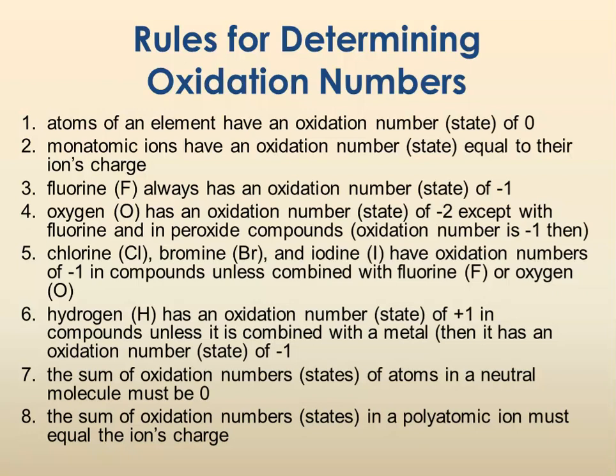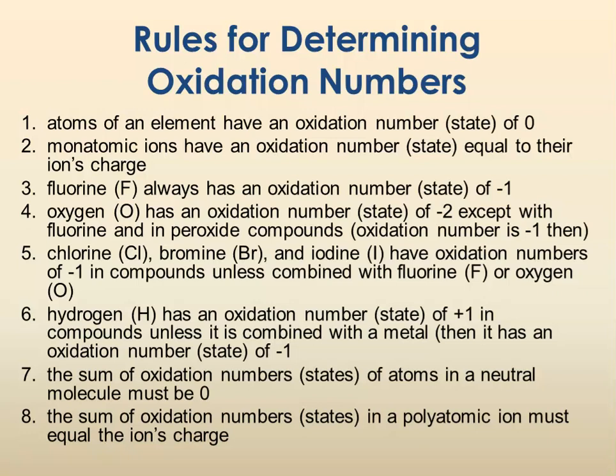Chlorine, bromine, and iodine are also pretty high up the ladder. They're always going to have oxidation numbers of -1 unless they're paired with fluorine or oxygen. So the further down the list, the ones above it basically can outlast the ones below. Hydrogen will always have an oxidation number of +1, and the only other time you're going to see hydrogen in a compound would be with a metal, like with batteries, and if it's with a metal, then it would have an oxidation number of -1.